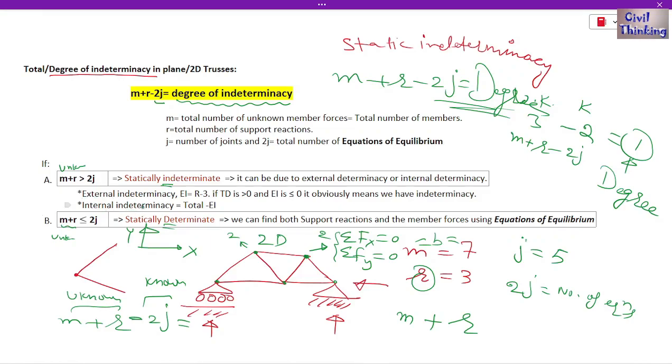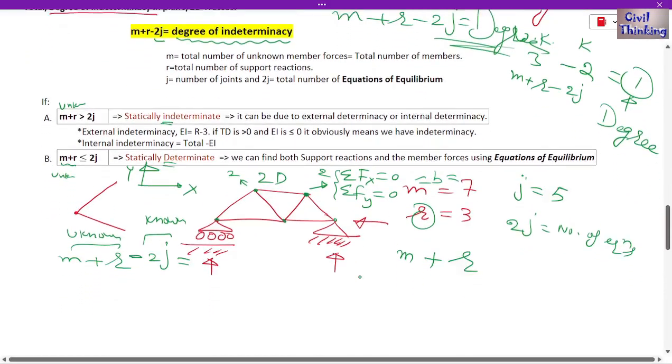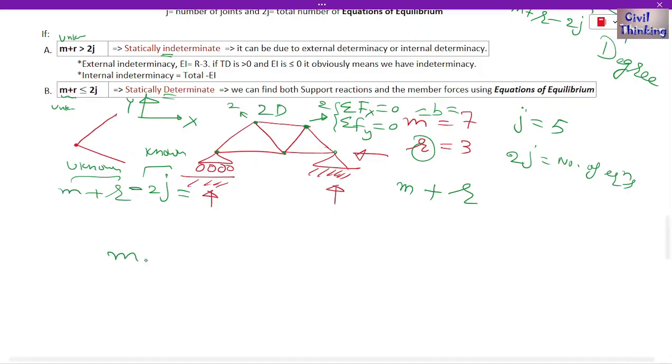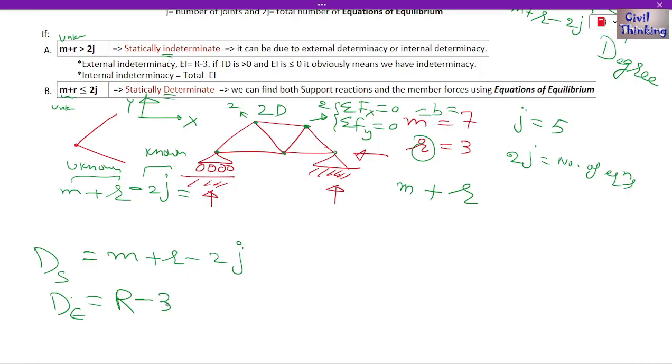So first of all, what we do, let me show it here, we find the total indeterminacy. Static total indeterminacy is m plus r minus 2j. Let us say d is the degree, s is static. Degree of static indeterminacy, this is the formula. Now degree of external static indeterminacy is what? Let me call this DE, E for external. It is the number of reactions that we have minus 3. 3 is the number of equations, right?